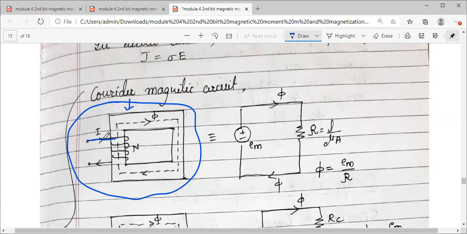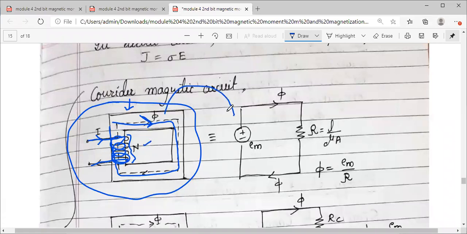At the left hand side, you can see there are some number of turns. There is a coil in which current I flows, and these are n number of turns. Whenever current I flows through this, there will be a magnetic flux inside. So this is produced, phi. You can see the direction. Again, we have to go for the right hand rule to find out the direction. So this is phi. Current I is flowing through the coil, and the coil has n number of turns.